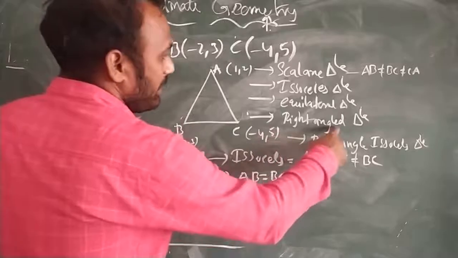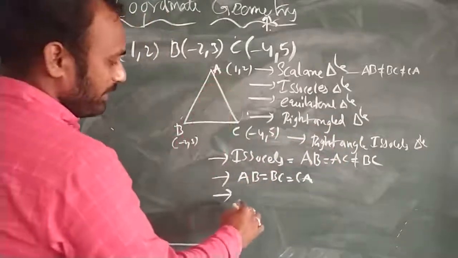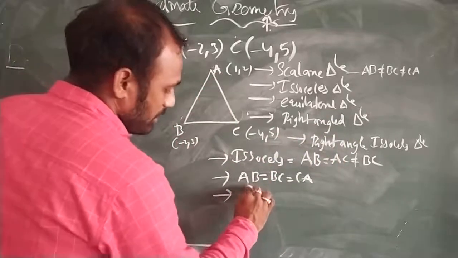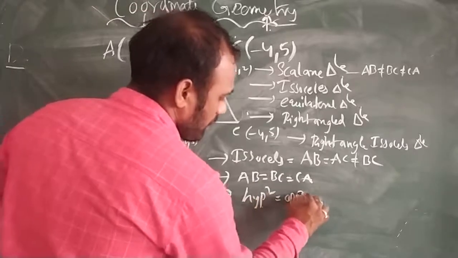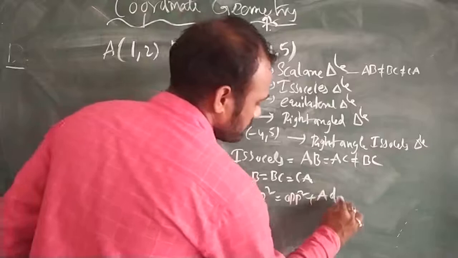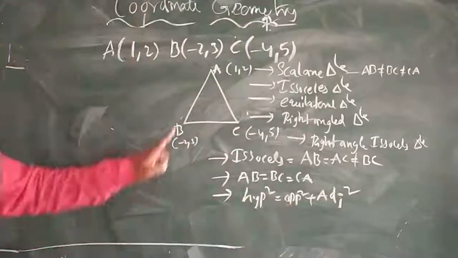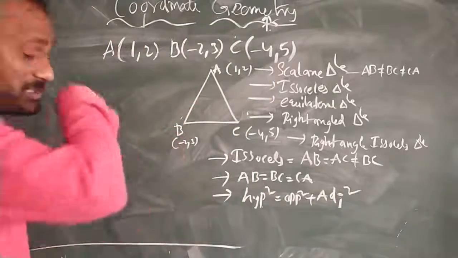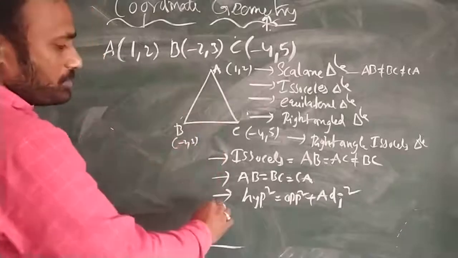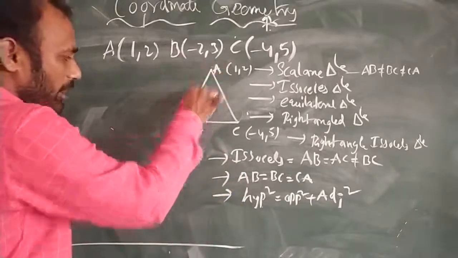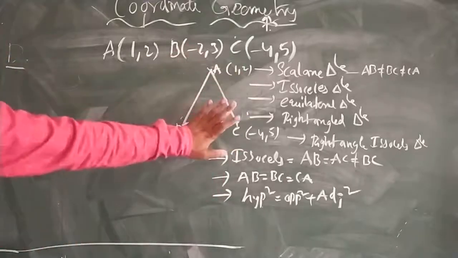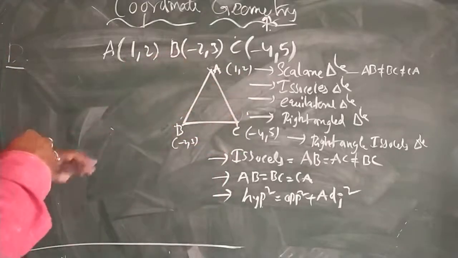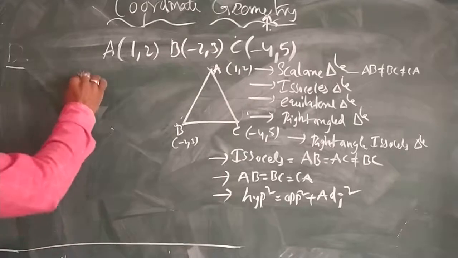Then right angle triangle. We can call it a right angle triangle when hypotenuse square is equal to opposite square plus adjacent square. Now here there is no 90 degrees, so we cannot guess which one is the hypotenuse. So for that, first we need to find the values of AB, BC, AC. After getting the values of AB, BC, AC, let me find the AB value first.